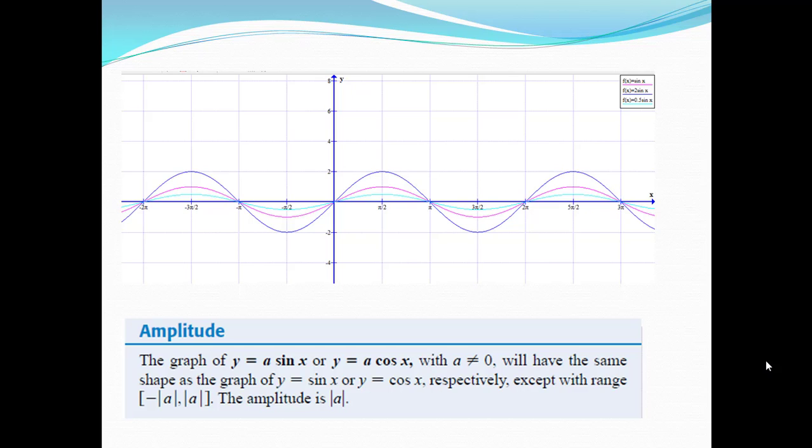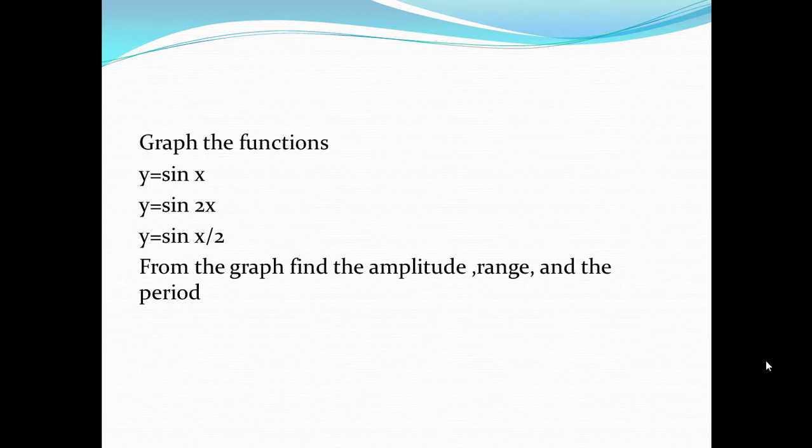Okay, so we can say the amplitude of this function is the absolute value of a. If the function is y equals a sine x or y equals a cosine x, for cosine also, they have the same graph but changed in shape. So the range will be negative a to a and the amplitude is a. And if I ask you to graph another three functions, like y equals sine x, y equals sine 2x and y equals sine of x over 2, with x over 2 as the angle, from the graph find the amplitude, the range and the period of the function.